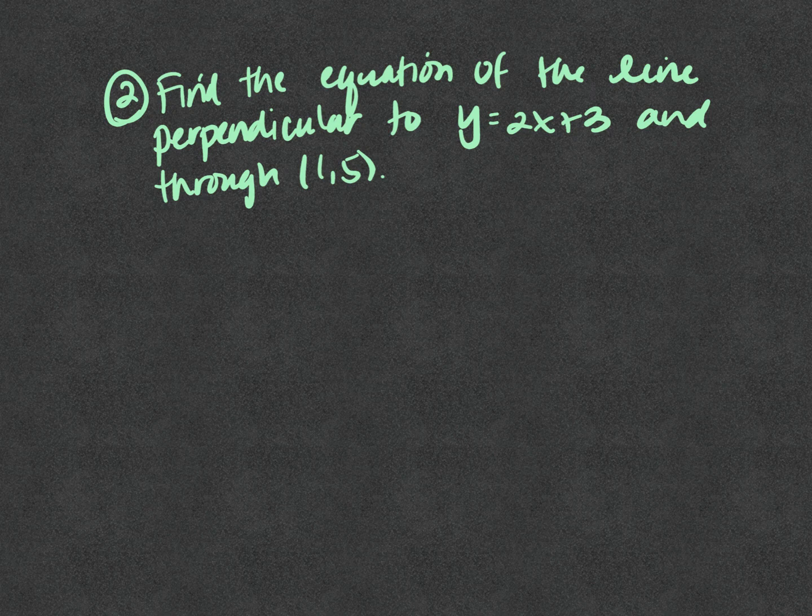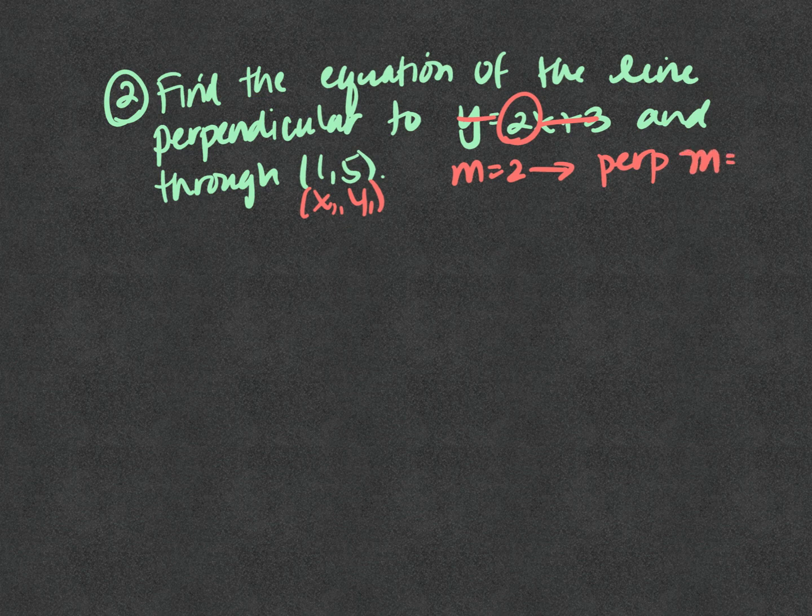So we're going to find the equation of the line perpendicular to y equals 2x plus 3 and through 1, 5. Well, this is our x1, y1. Life is good. And here we have a slope. So our given slope is 2, but our perpendicular slope is the opposite reciprocal. So that means flip it. Here you have a 2 over 1. So when you flip it, you get 1/2 and change the sign to negative. So if it was negative, it becomes positive. And if it was positive, it becomes negative.